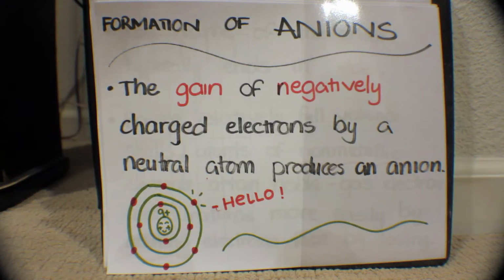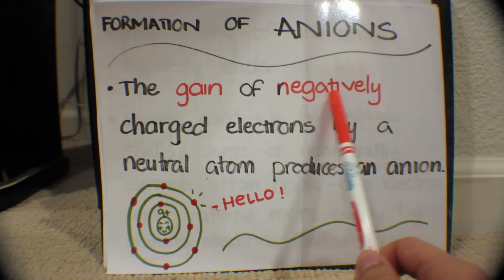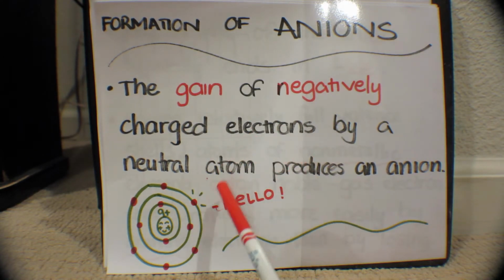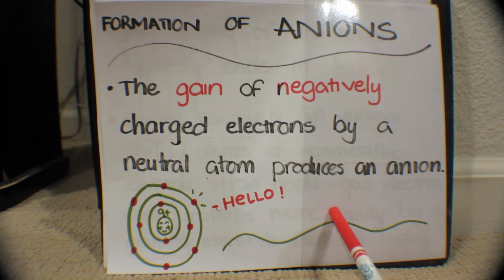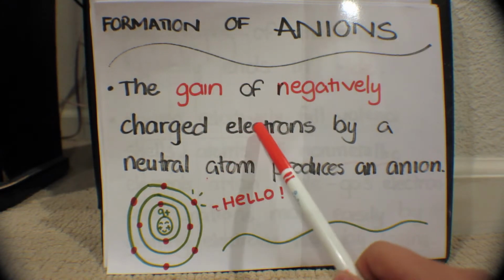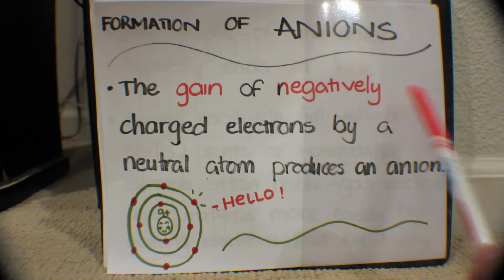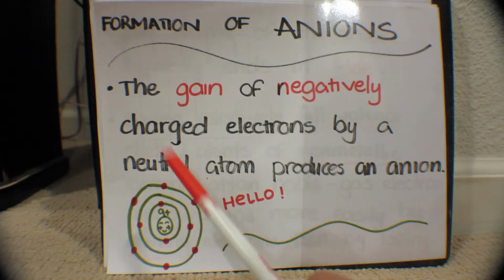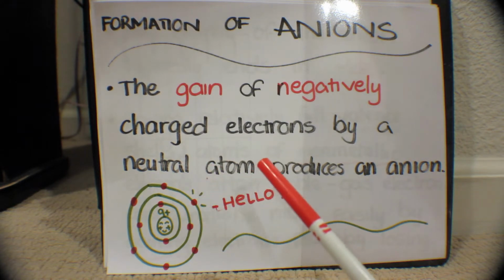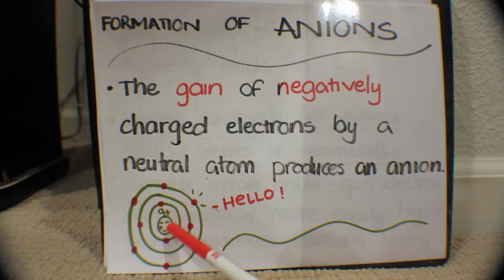Next, we'll study the formation of anions. An anion is an atom or a group of atoms with a negative charge. The gain of negatively charged electrons by a neutral atom produces an anion, so the gain of an electron will produce a negatively charged ion called an anion. As you can see in the graphic right here, this is an example of an atom receiving one more electron to become an anion.